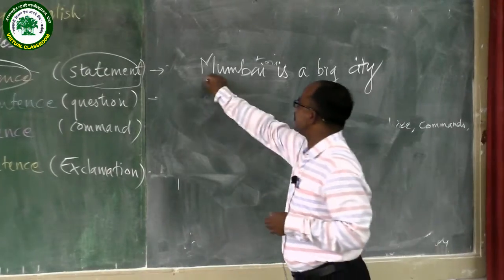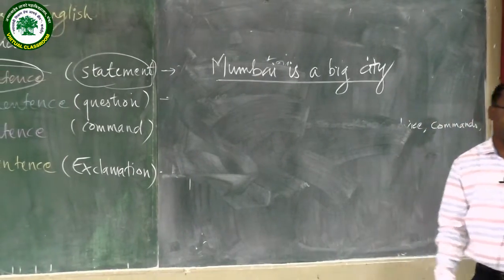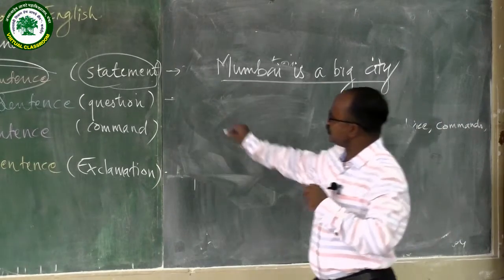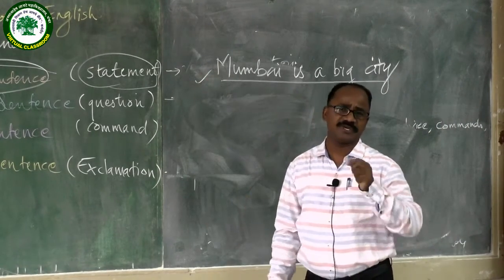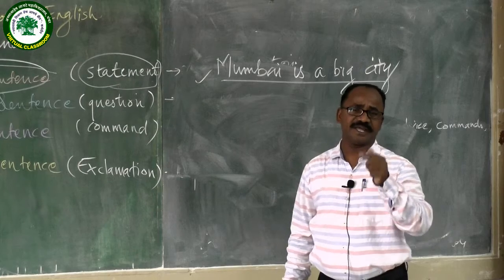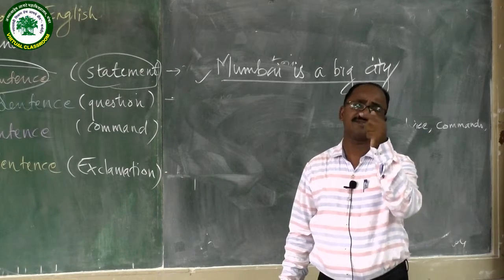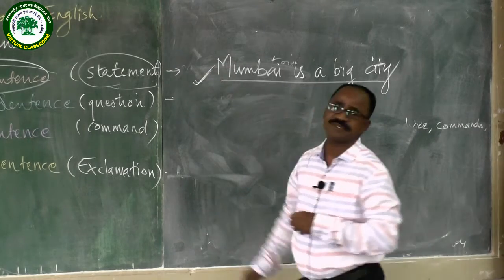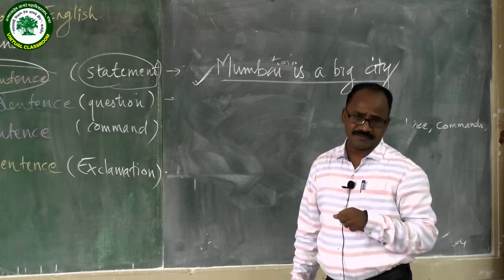Mumbai is a big city, which is a statement, which is a fact. So when the speaker uses this kind of statement, he is making a factual statement, and that is why this type of sentence is called a declarative sentence.